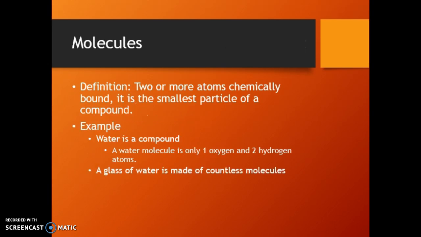Before we can talk about a compound, we have to get a little bit of terminology. We use the word molecule quite a bit when we talk about compounds. A molecule is two or more atoms chemically bound, and a compound's smallest particle is called a molecule. For example, if we have the compound water, a single molecule of water is one oxygen and two hydrogen atoms bound together. If you took a single drop of water, or a glass of water, you would have countless molecules of water present. So a single grouping of one oxygen and two hydrogen makes one water molecule.